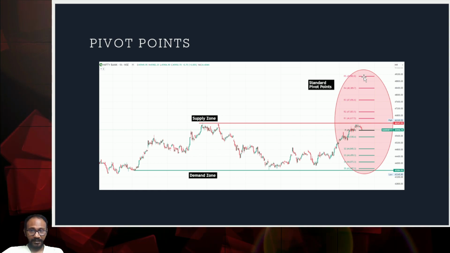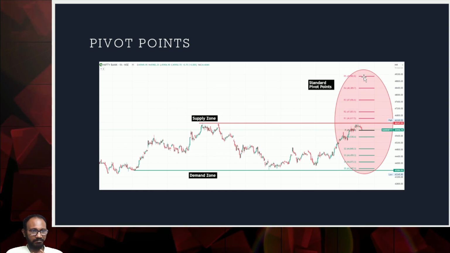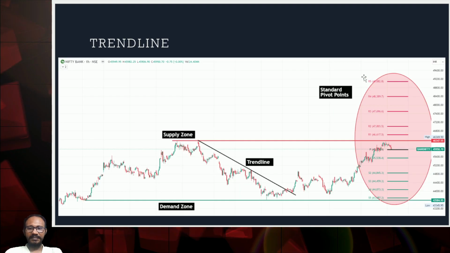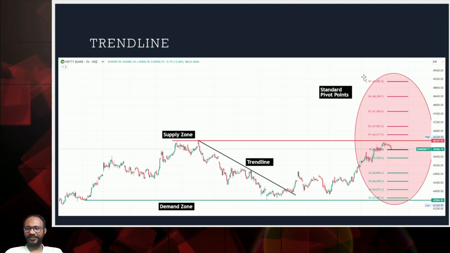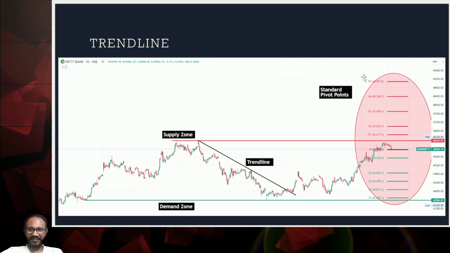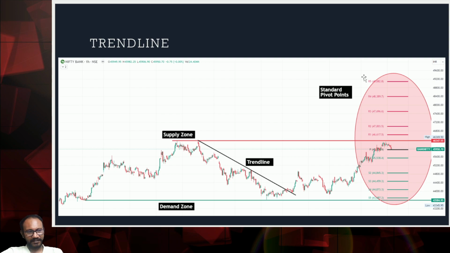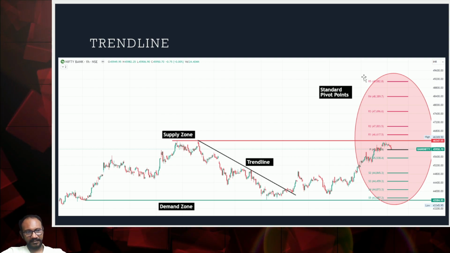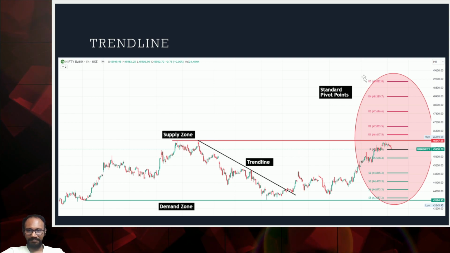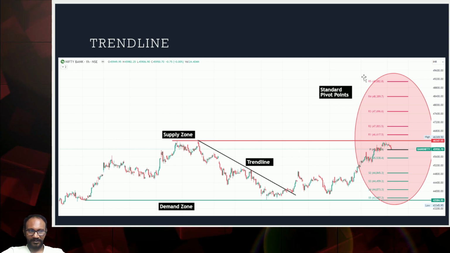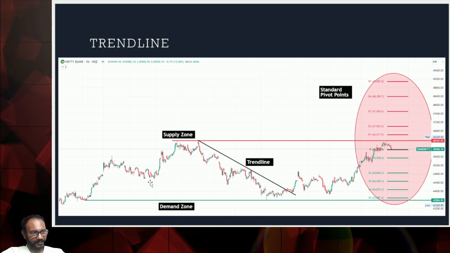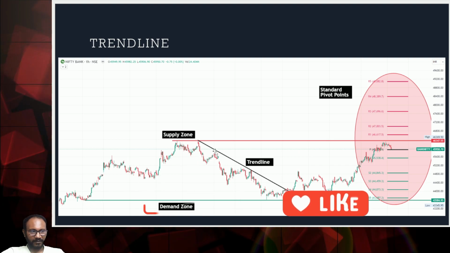So far we have discussed supply zone, demand zone, and standard pivots. The next important part is the trend line. Trend line is not so obvious. You got to be very analytical. You got to see where in the chart there are points that form a straight line, straight path. Then there seems to be some sort of support or resistance. In this chart, if you see, probably I can connect these lows and then draw a trend line over here.